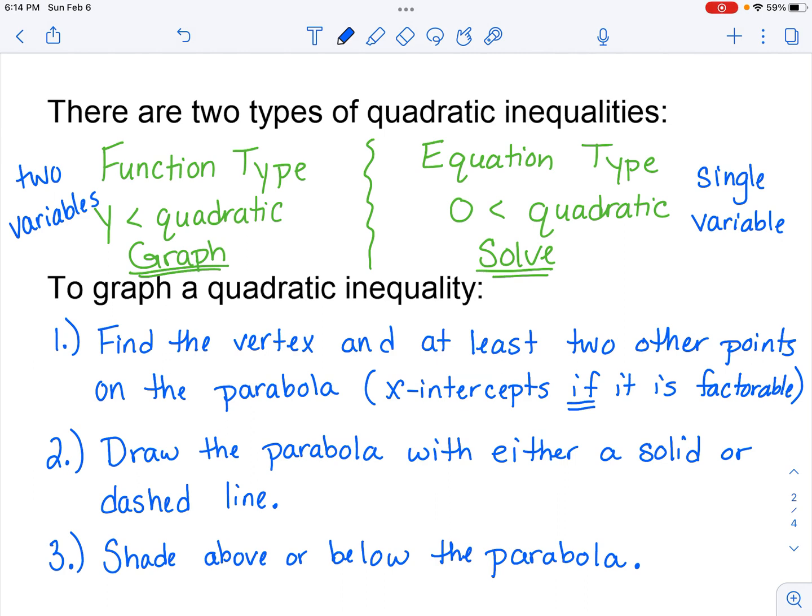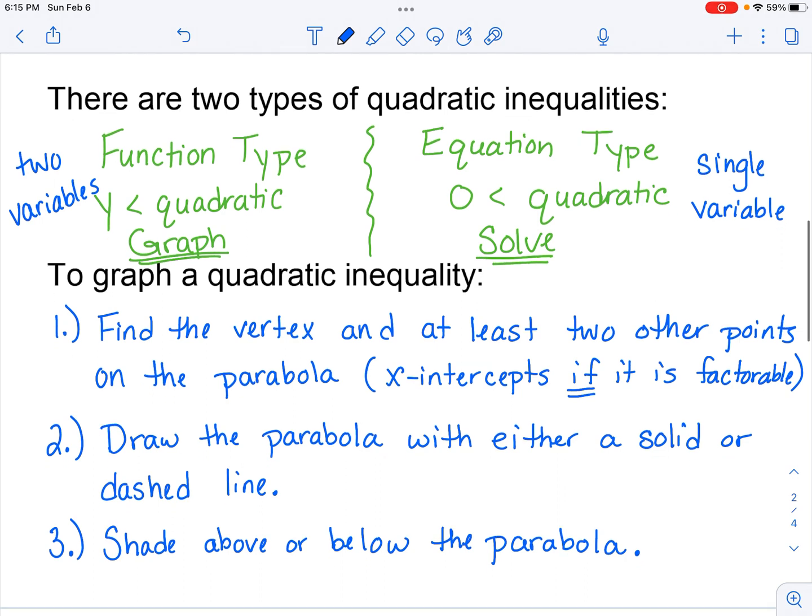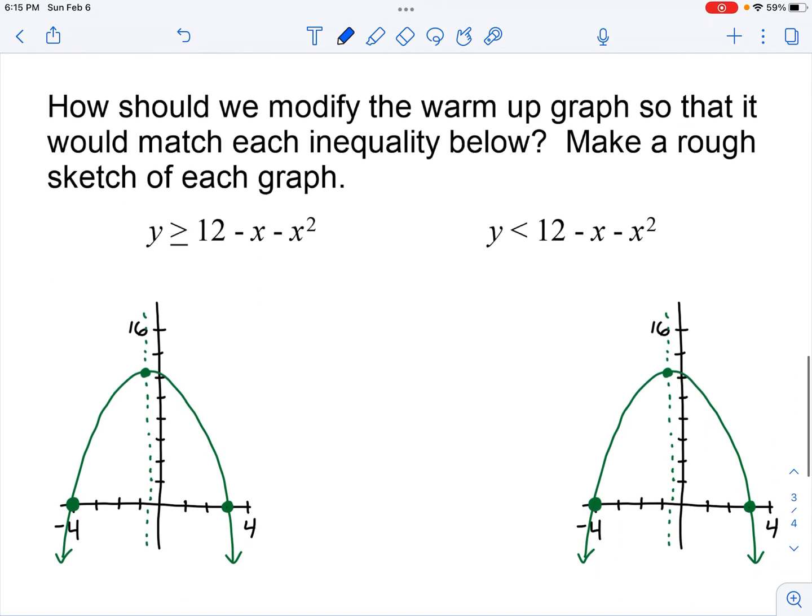So we're going to find the vertex and at least one other set of reflection points, typically x-intercepts. Then we're going to draw the parabola with either solid or dashed line. Then we're going to shade above or below, okay? So we're going to refer back to our warm-up problem and then take a look at how the graph will be modified to go along with inequalities instead of equal to. All right, so let's take a look at that real quick. So what you see here is what I drew in our warm-up. Take a second, pause the video, and recopy that graph down. And then let's talk about how we should modify this graph so that it will match the inequalities.